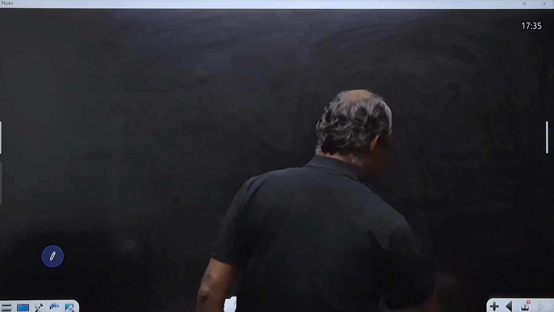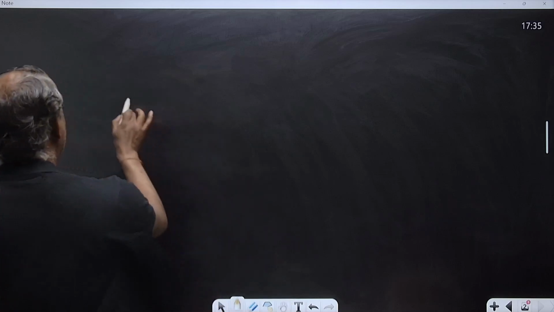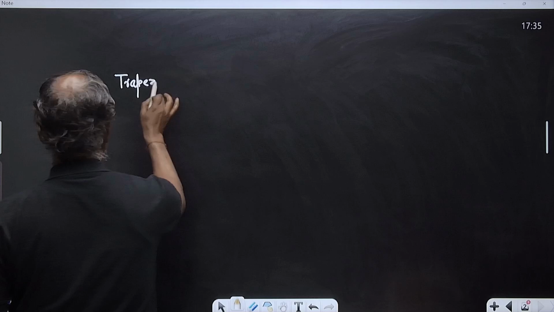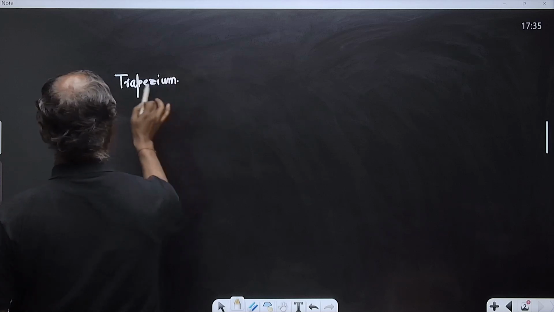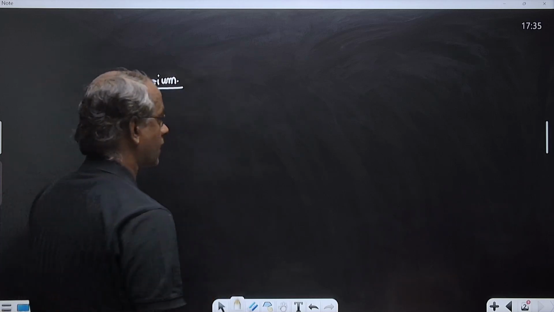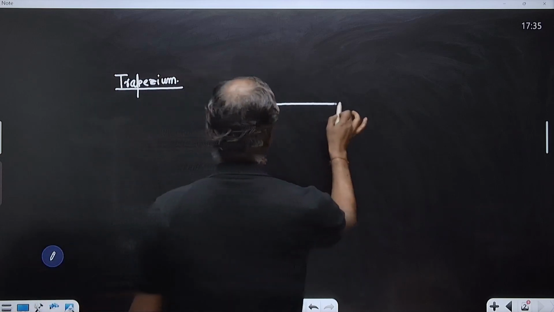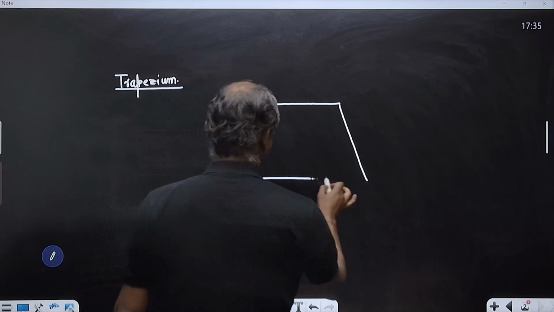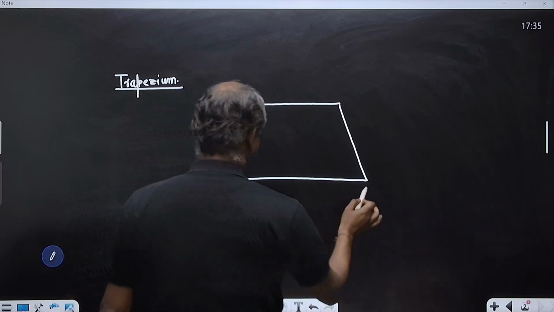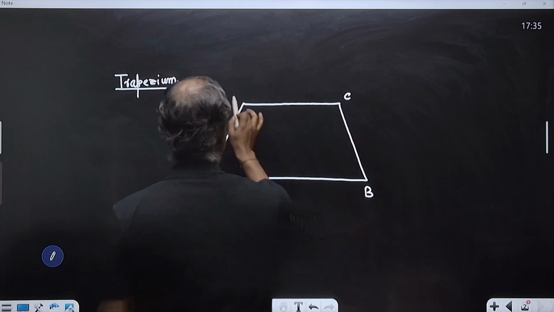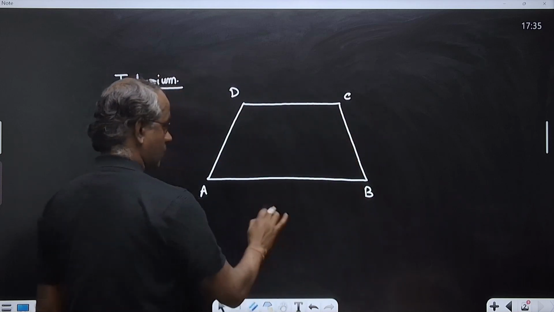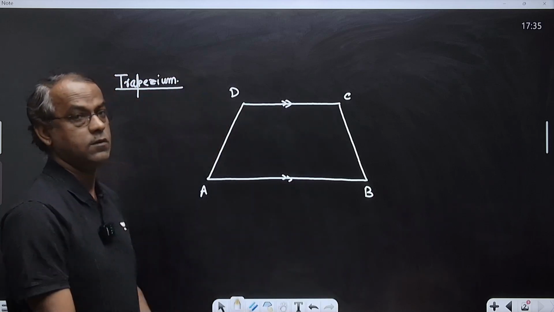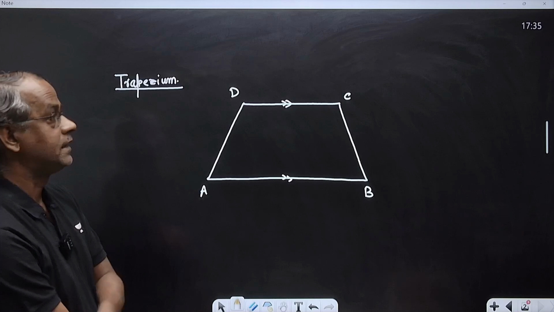what are some of the quadrilaterals that you go through? A very important quadrilateral is the trapezium. Okay. So, what do you say in a trapezium? One pair of opposite sides are parallel.